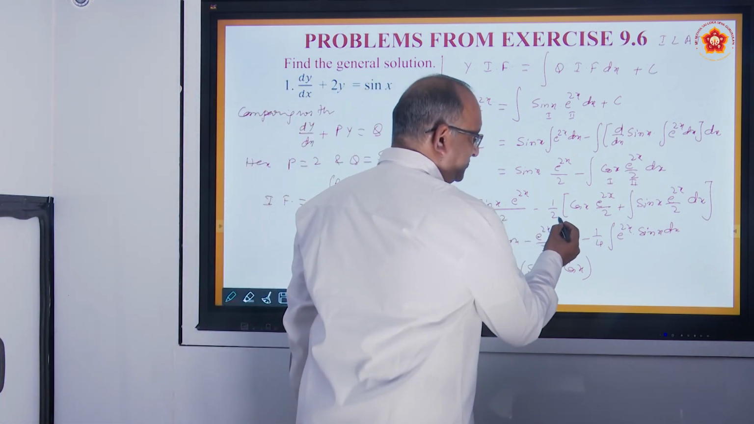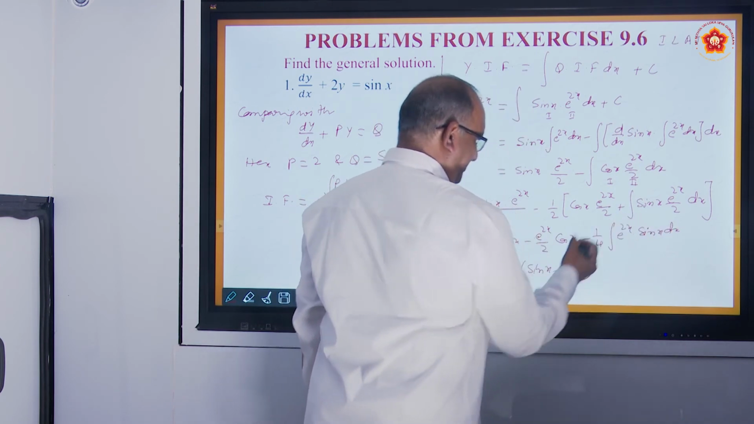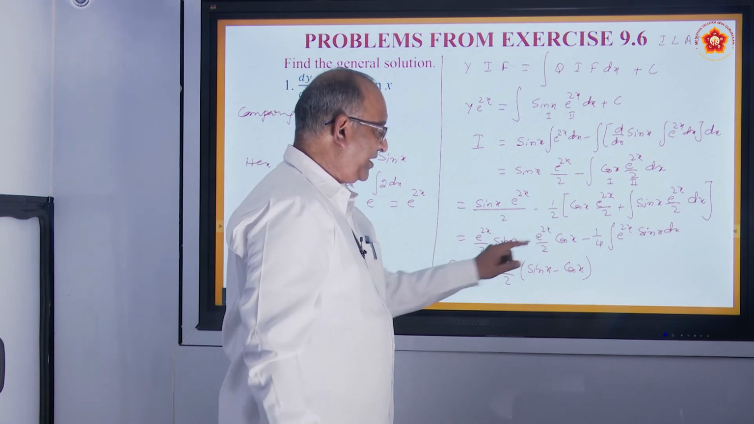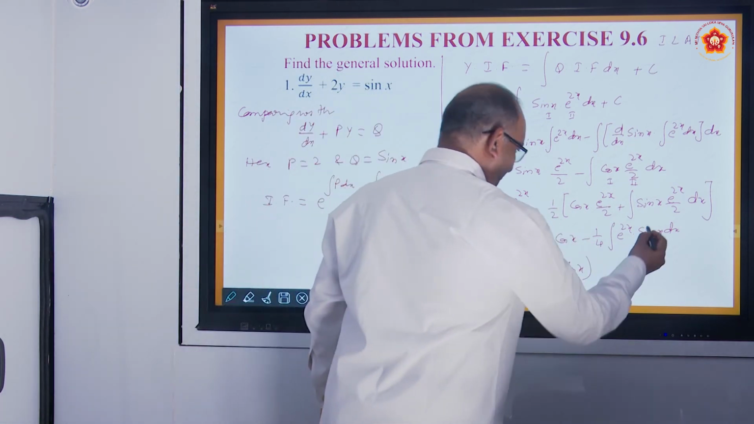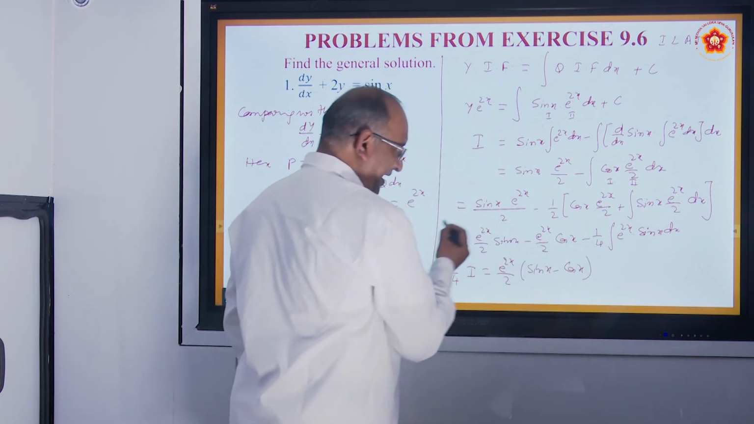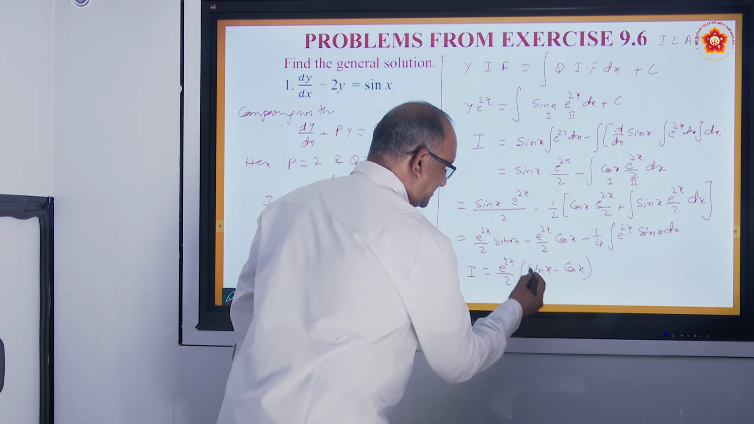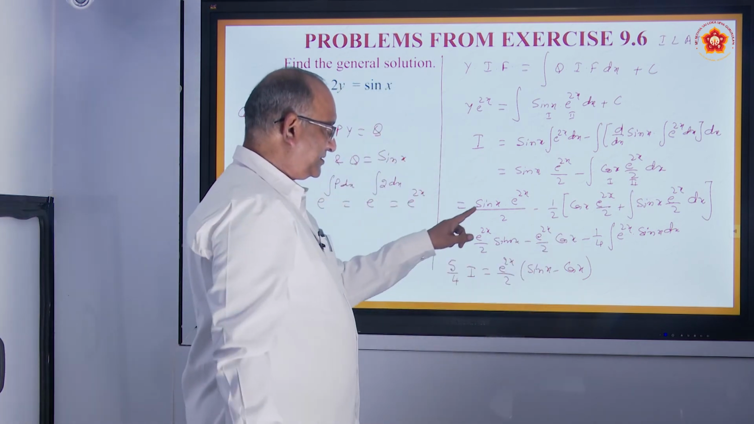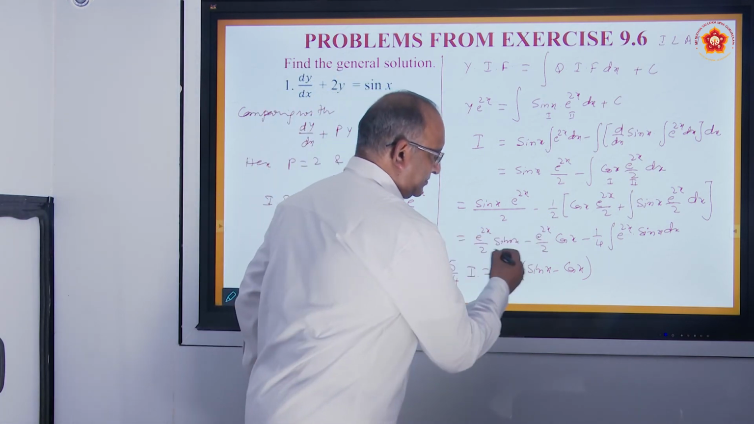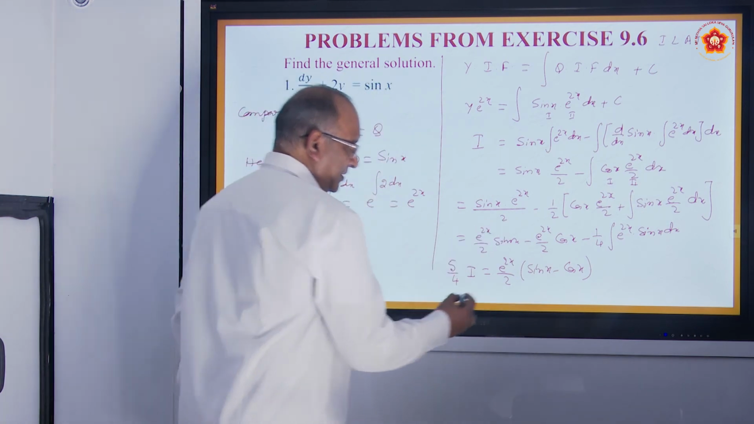Here we have minus 1 by 2, and this term we have written, this minus 1 by 2 with this. So that minus 1 by 4 has gone to that side. Here also, actually, this is e to the power 2x sin x by 2. This particular term is by 4.